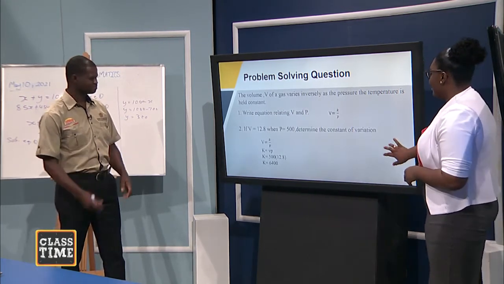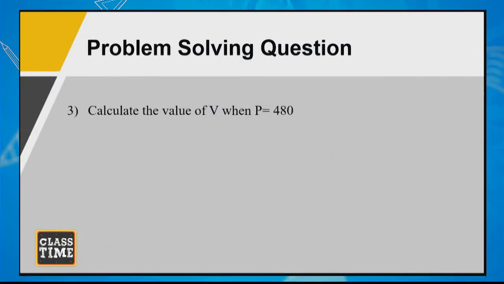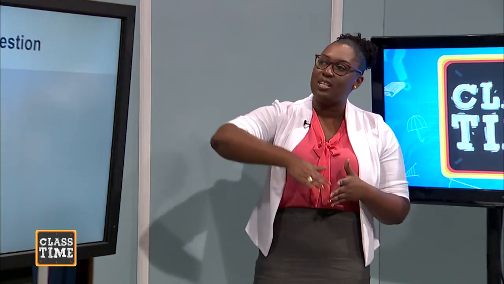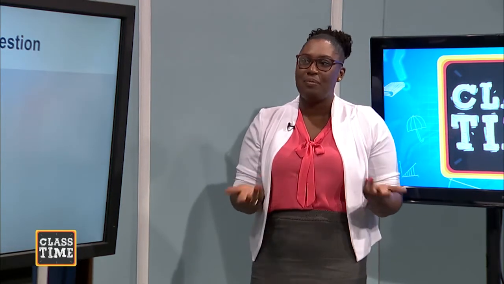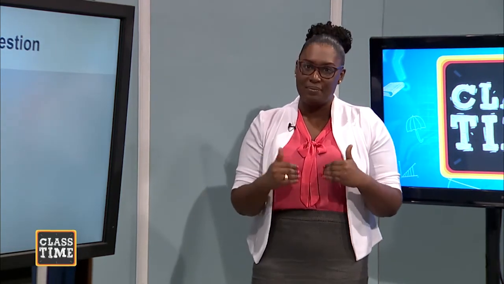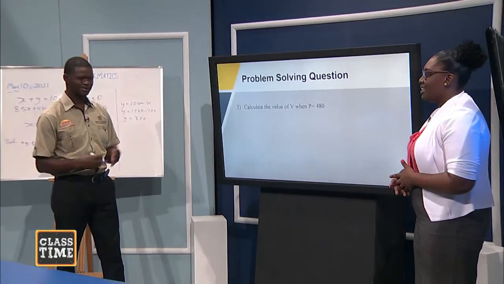Okay. All right. So the question does not stop there. It then went on to say, calculate the value of V when P is 480. Now I'm seeing a little bit of a trend. One part of the question is related to another part, and this happens a lot on our CSEC paper. So part A is related to part B, and part C is related to part B.